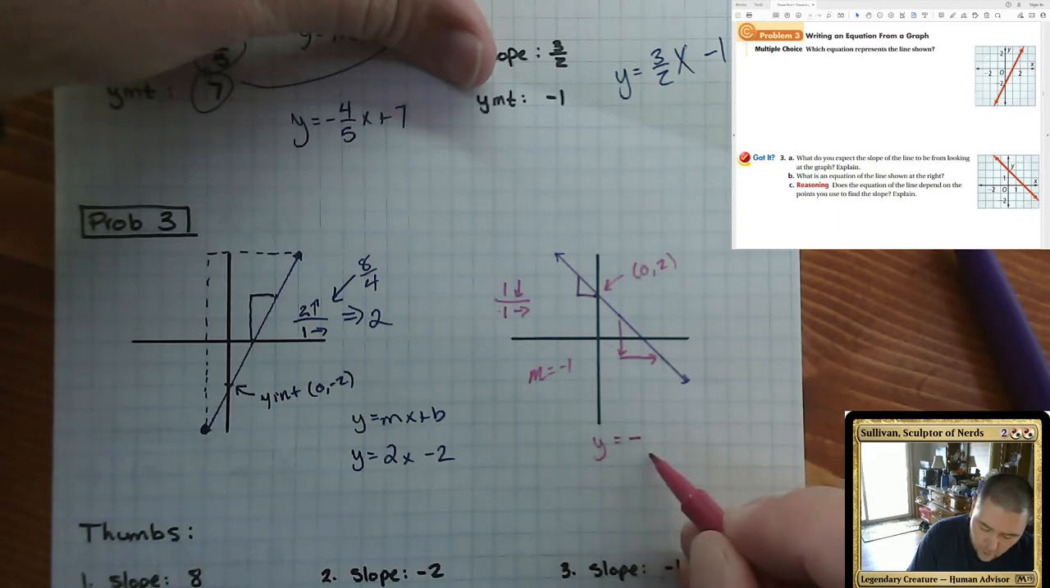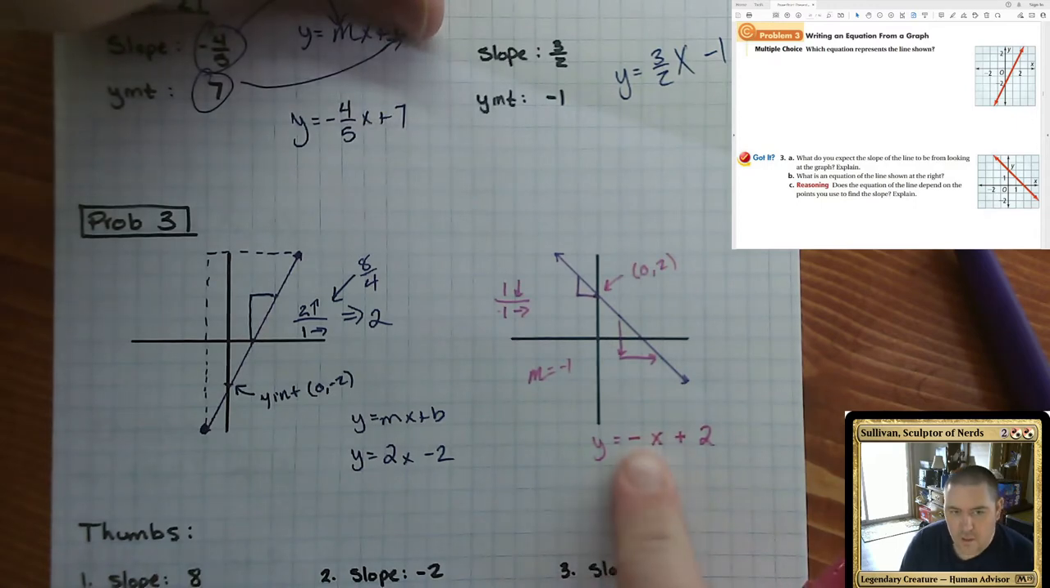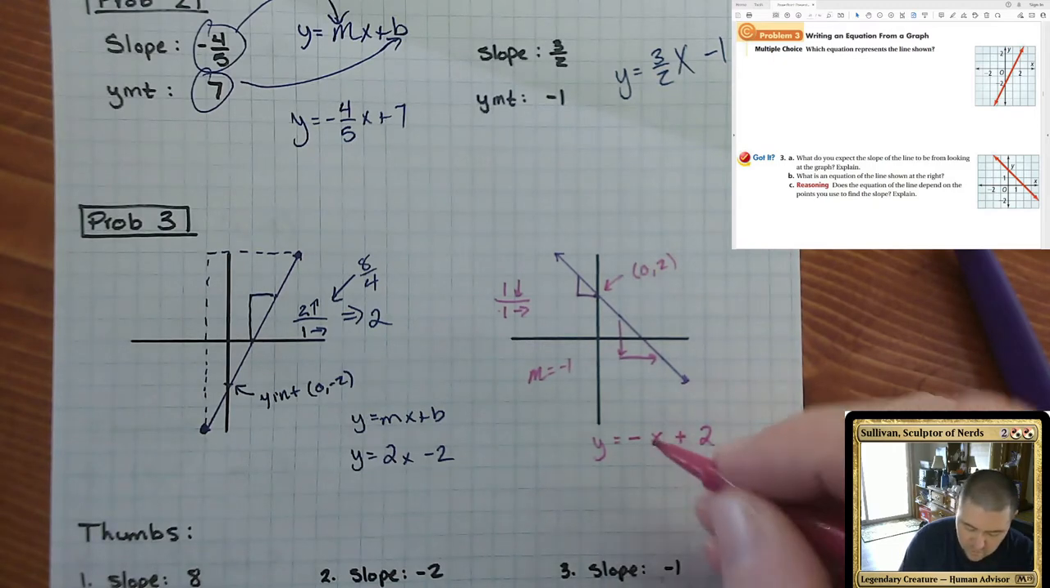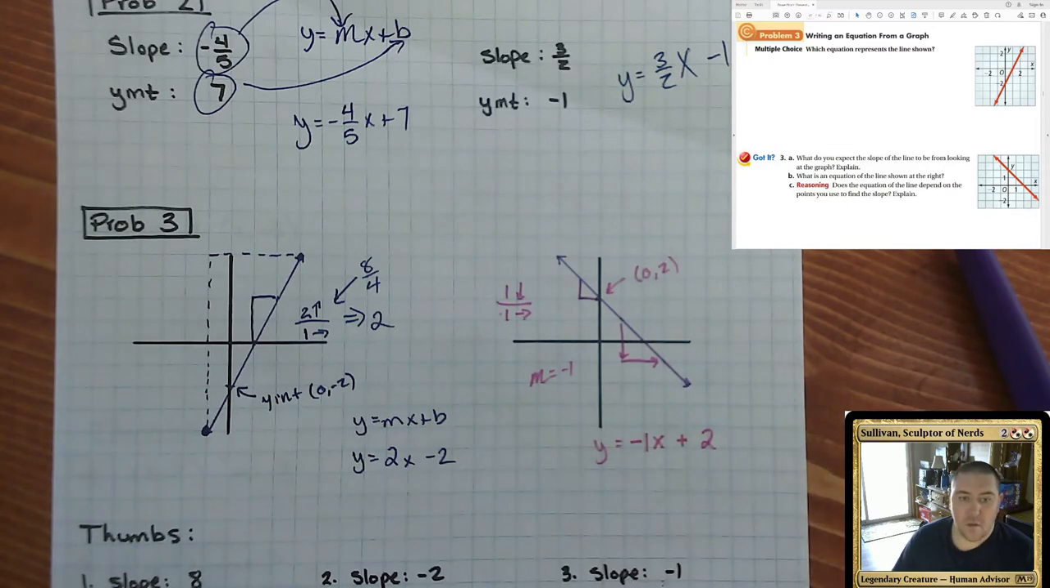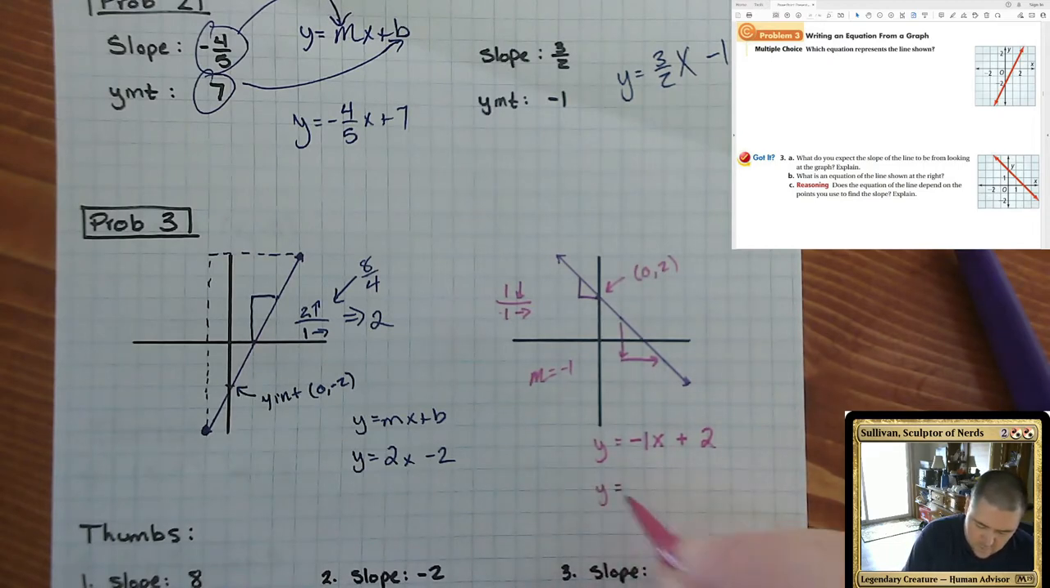Negative 1x plus 2. Now, every year we get kids who say, can I put the negative 1 there if it helps me? It's not simplified if you do. Now, that isn't wrong. It's just not simplified, right?